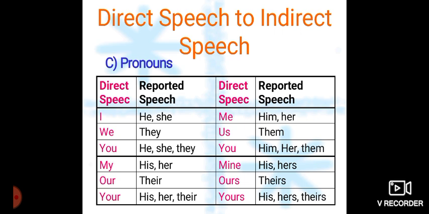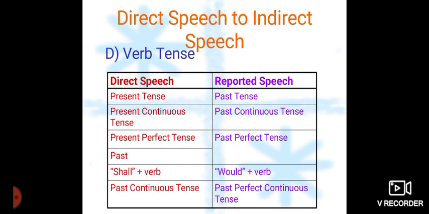And also, on another side, we are having "me" in direct speech. We want to change that into reported speech. That time we want to use the words "him" and "her" instead of "me". And in the same way, when "us" is there, we want to use "them". When "you" is there, we want to use "him", "her", "them". When "mine" is there, we want to use "his" and "hers". When "ours" is there, we want to use "theirs". When "yours" is there, we want to use "his", "hers", "theirs". So these are the pronouns we want to use to change pronouns from direct into indirect speech.